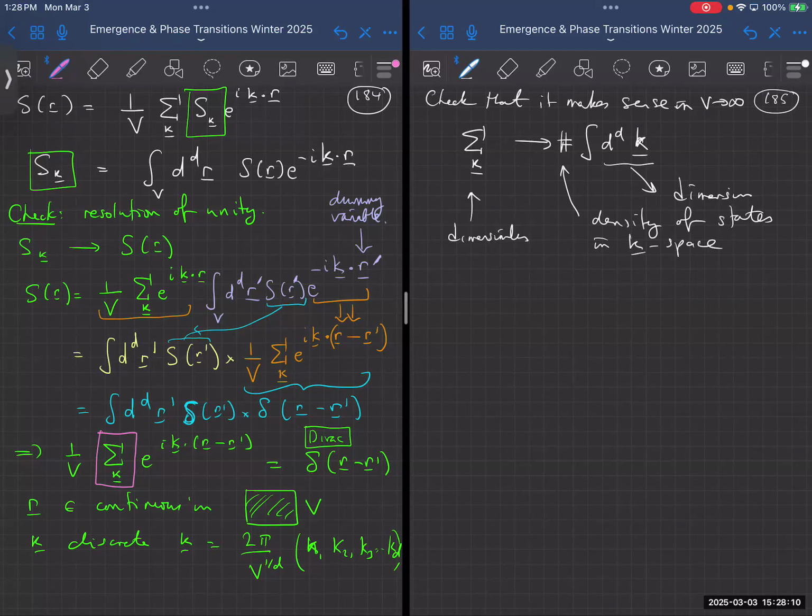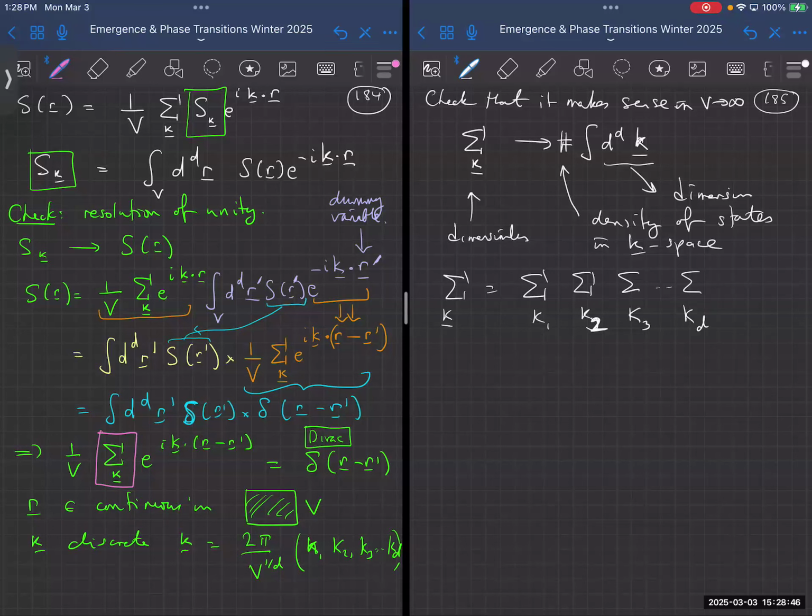And it's the first order term that converts a sum over k into an integral over k. Since we know that k goes like 2 pi over L to the 1 over d, k1, k2 up to kd, you can see that the sum over k means the sum over k1, say kx, sum over ky, or k2, sum over kz. If you're in d dimensions, the sum over k to the d.